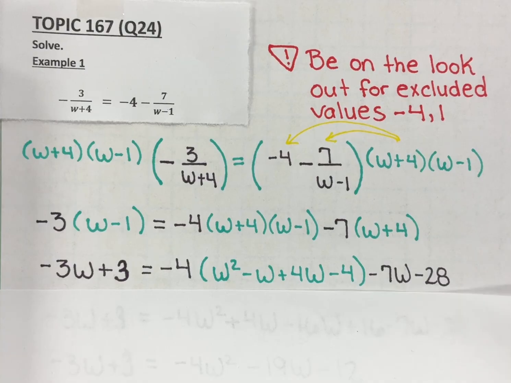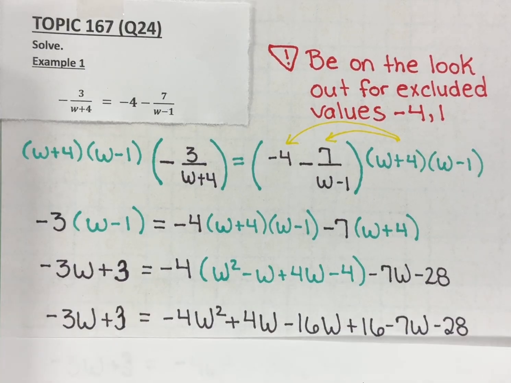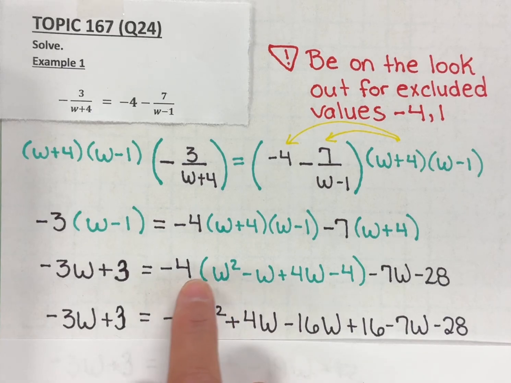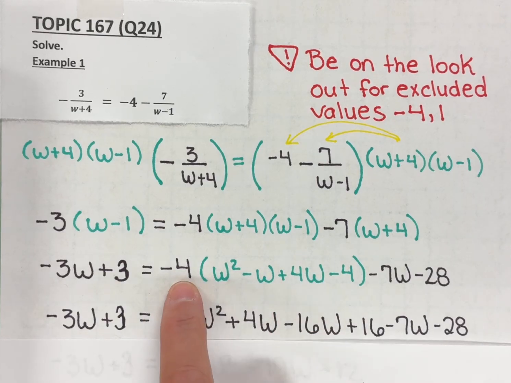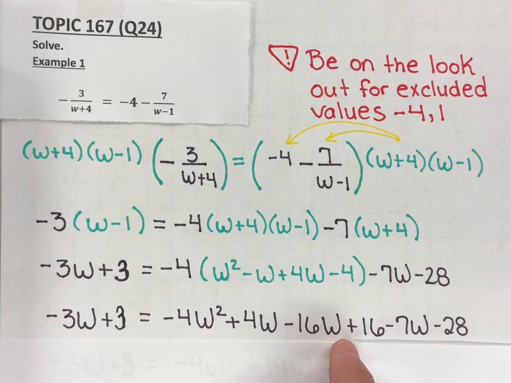Simplifying that right side a bit more, let's distribute the -4 through. So we have -4 times w squared, -4 times -w, -4 times 4w, and -4 times -4. Bringing down everything else. Now we're ready to combine like terms.